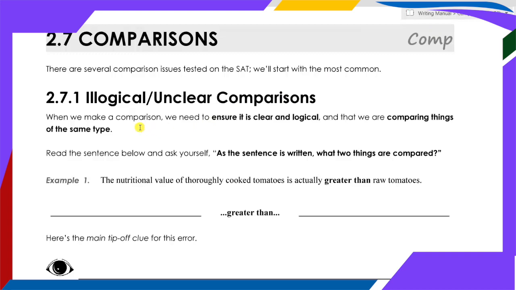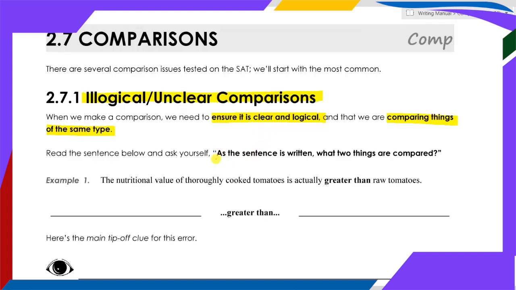So the SAT tests several different comparison issues, the first and most common of which are illogical or unclear comparisons. I'm going to go ahead and highlight that. We have to make sure that when a comparison is being made on this test, the comparison is fair, that it is clear, that it is made between two things of the same type. Sometimes when we make comparisons, we accidentally compare things that we don't intend to compare, and the two things that we end up comparing are not things that can be compared.